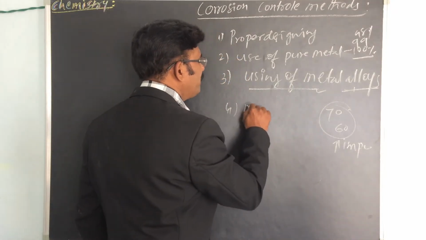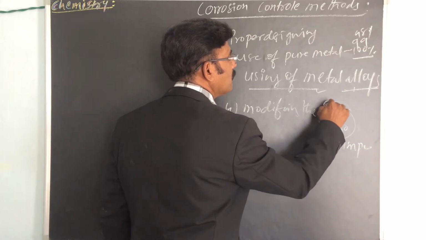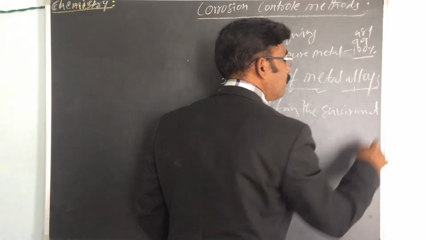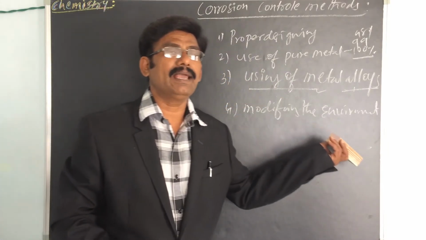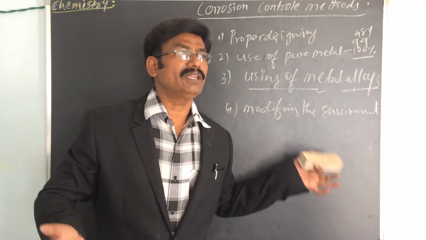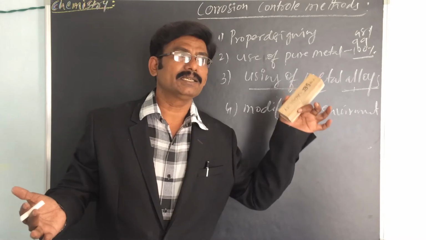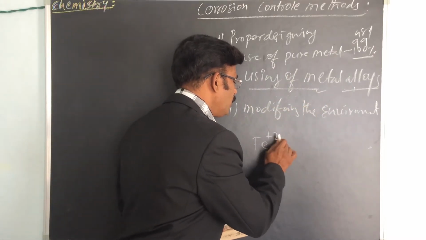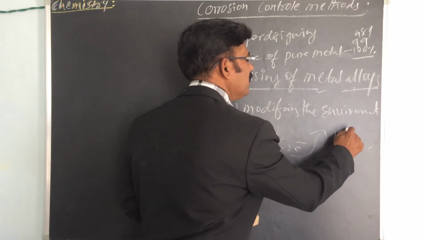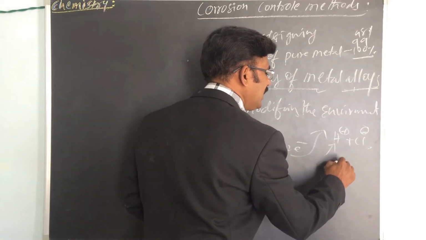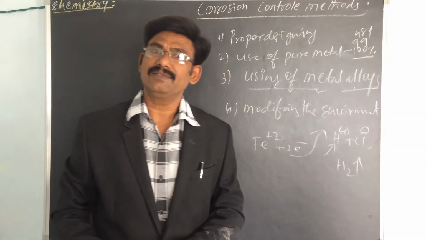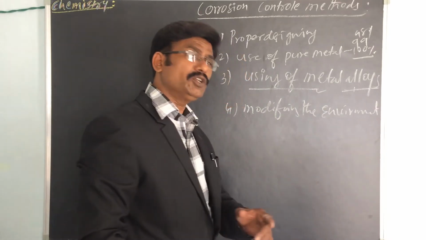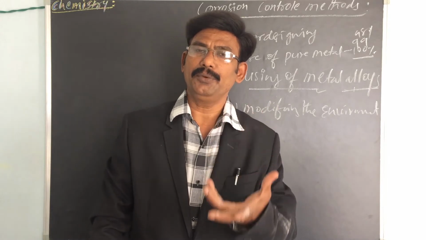What is the next step? Modifying the environment. For example, in an acid environment, corrosion occurs with the evolution of hydrogen. In HCl, an acid environment, H plus ions take the electrons released when Fe goes to Fe2 plus, forming two electrons. These two electrons are taken up by H plus and hydrogen gas is released. So we have to modify the environment and bring it to a neutral environment.